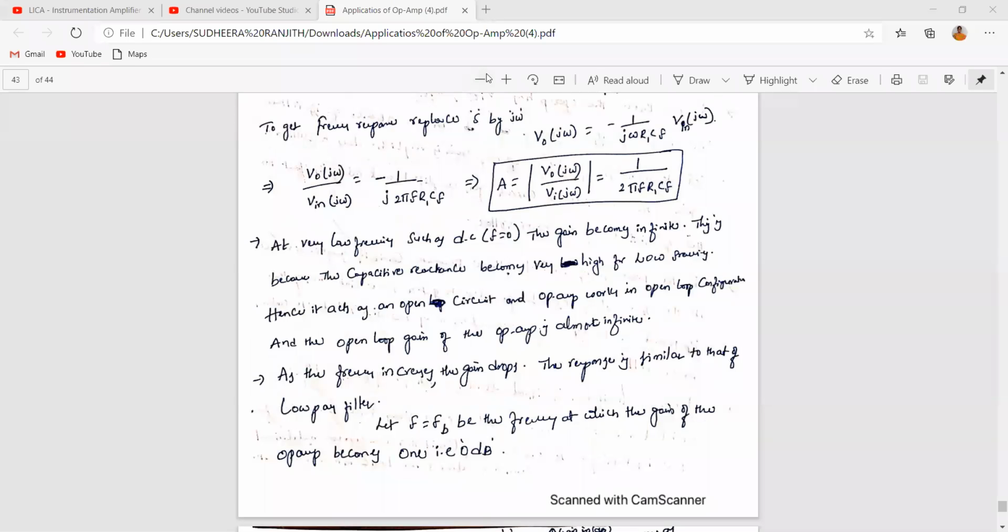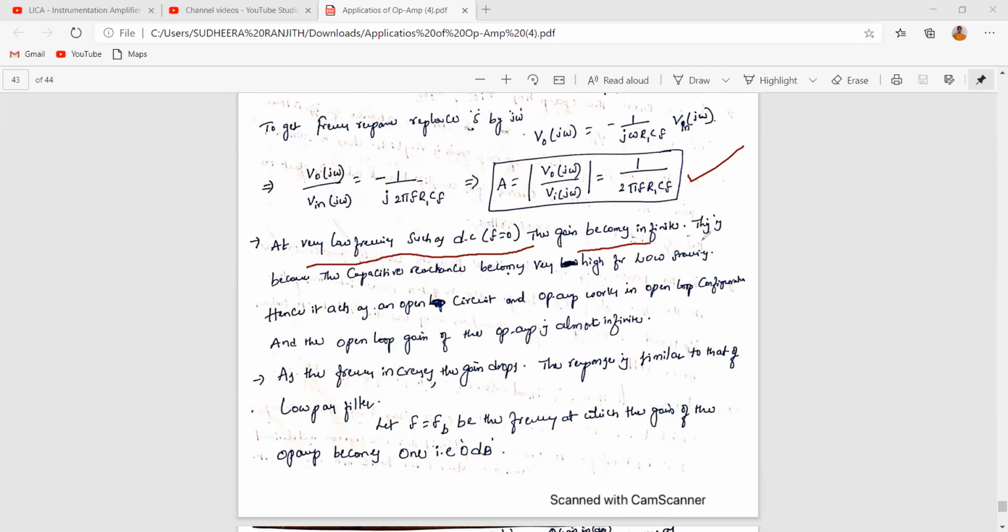So see, what is he saying? At low frequencies such as a DC signal, f equal to 0, what is the gain? 1 by 0. What is the value? Infinite. So for a DC signal, your gain becomes infinite.